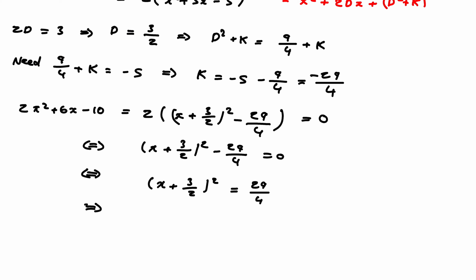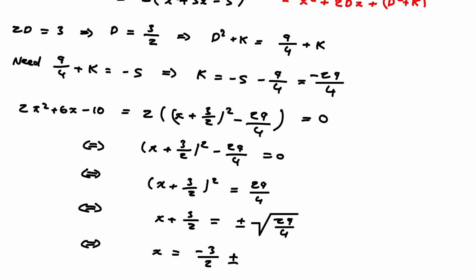Now, this is if and only if x plus 3 over 2 is either the plus or minus square root of 29 over 4. Of course, one of our extremely standard pieces of algebra. Let's not simplify that. And finally, if and only if x is equal to minus 3 over 2 plus or minus this expression here.